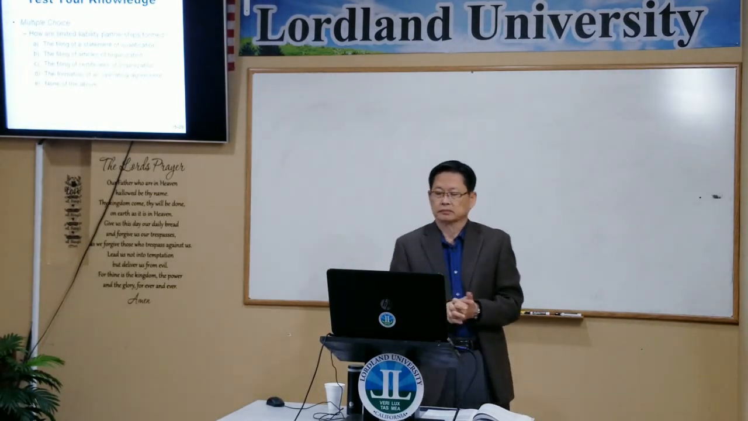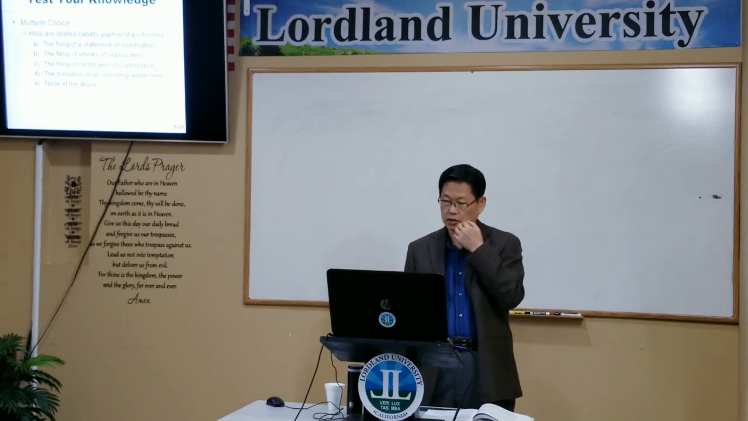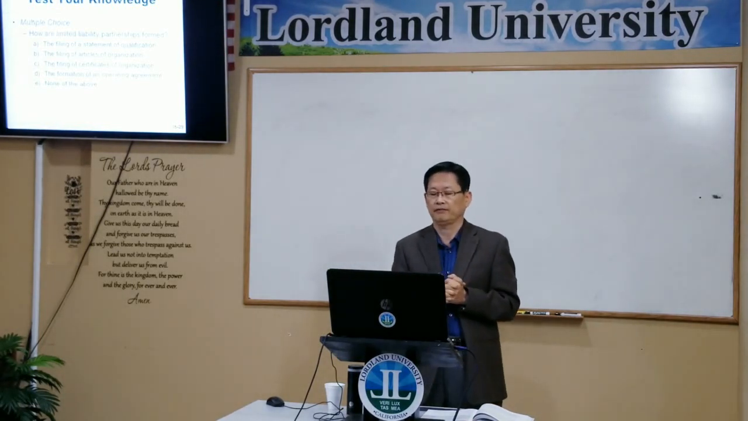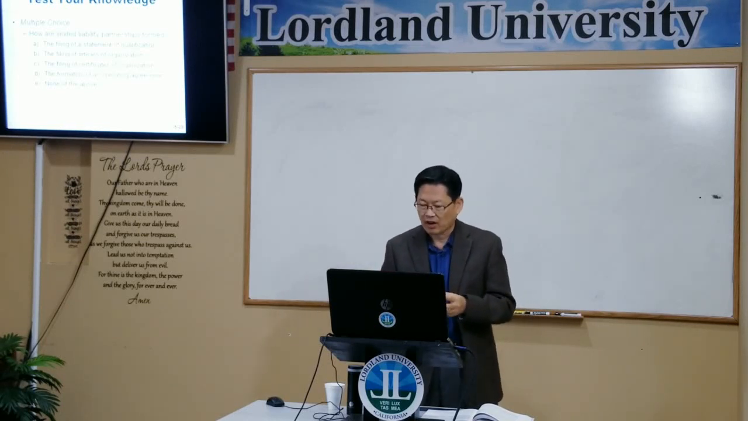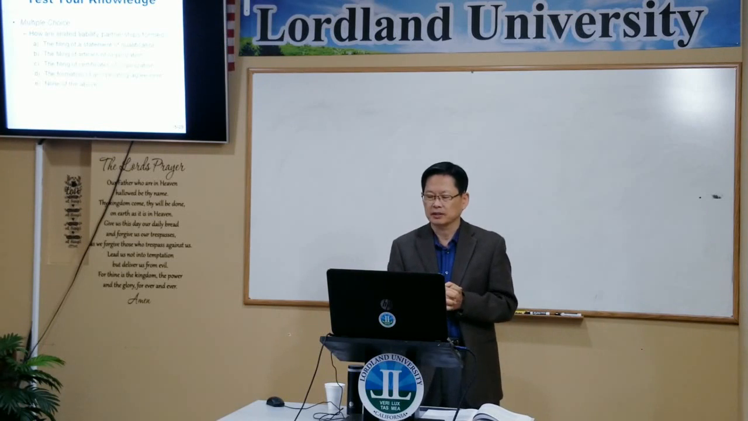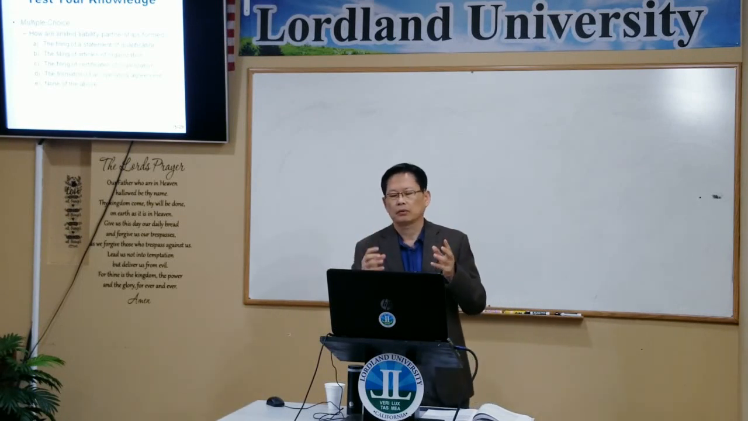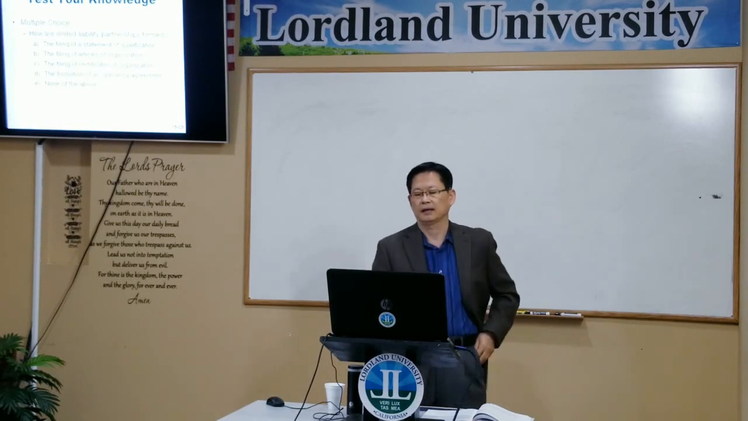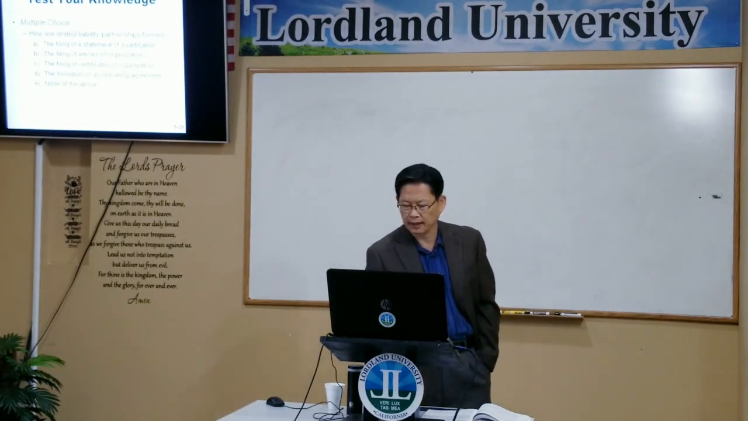Multiple choice. How is a limited liability partnership formed? A. The filing of a statement of qualification. B. Filing of articles of organization. C. Filing of a certificate of organization. D. Formation of operating agreements. A limited liability partnership is formed by filing a statement of qualification. A is correct.